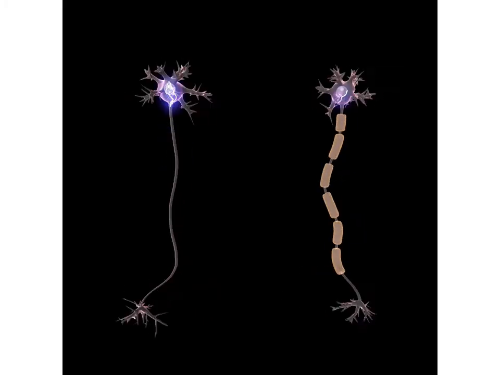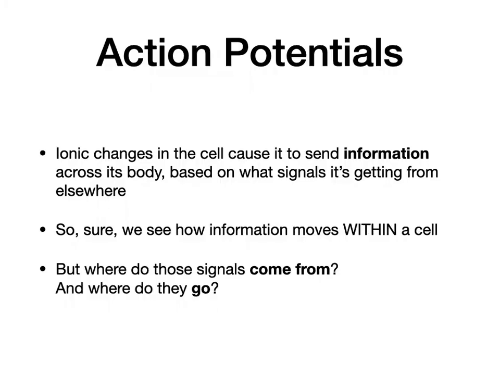So, the basics, action potentials, as we've covered them, it's this ionic change in the cell that causes it to send this information, right? Some signal has happened, something has changed across its body based on what it's getting from elsewhere. So, great. We're seeing how this works within a cell, but then the big question of this lecture is, where do those signals come from and where do they end up going?